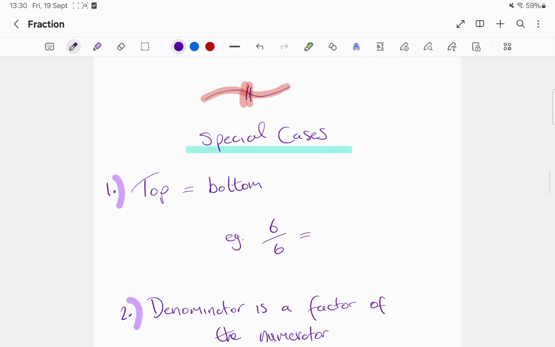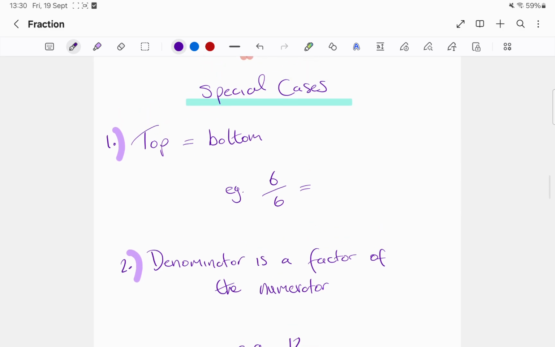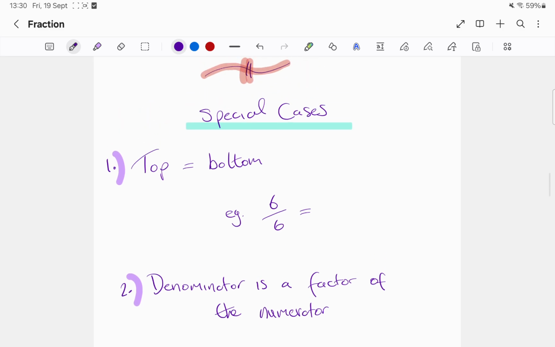There are special cases of fractions. So for example, when the numerator equals the denominator, the top number equals the bottom number, that is always going to give 1. Because a fraction is the numerator divided by the denominator. So 6 divided by 6 will be 1.